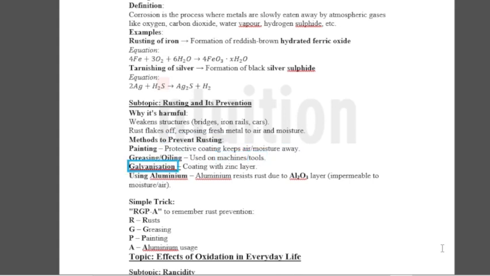Galvanization: coating with a zinc layer. Using aluminium: aluminium resists rust due to its oxide layer, impermeable to moisture and air. Simple trick, RGP, to remember rust prevention. R: rusts. G: greasing. P: painting. A: aluminium usage.